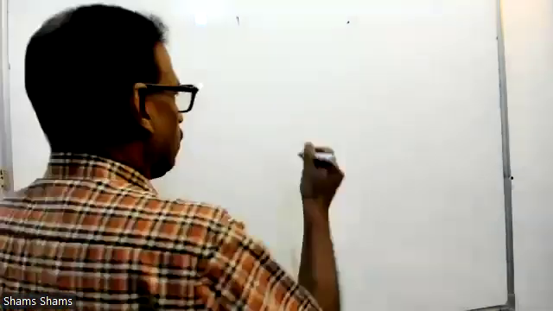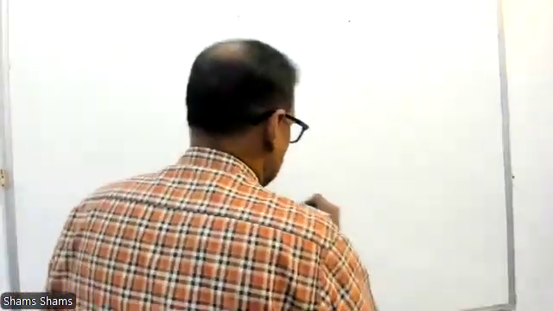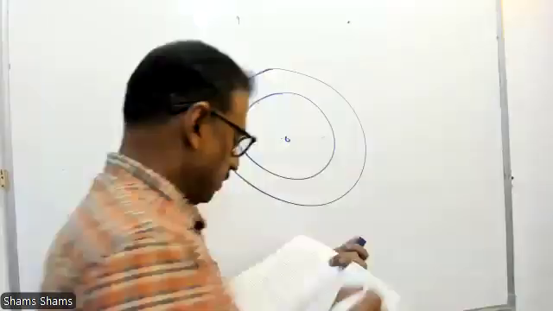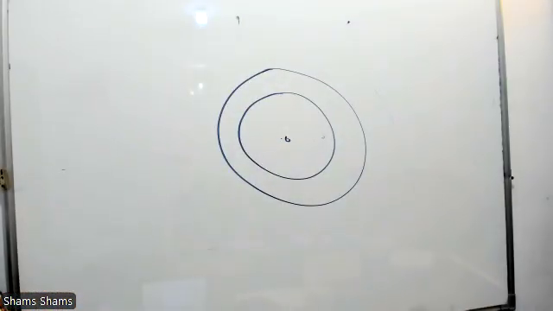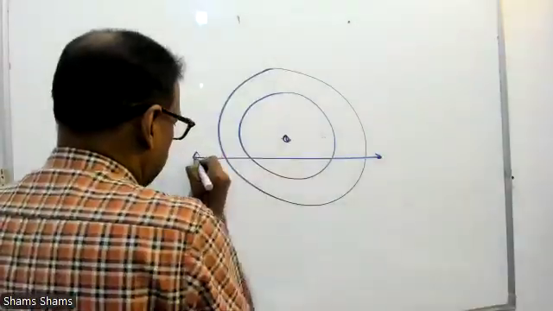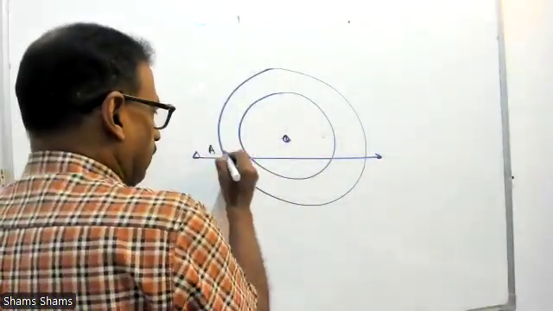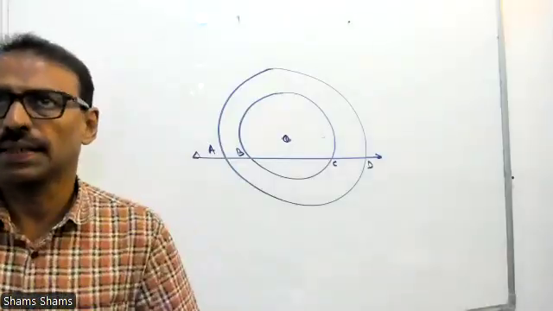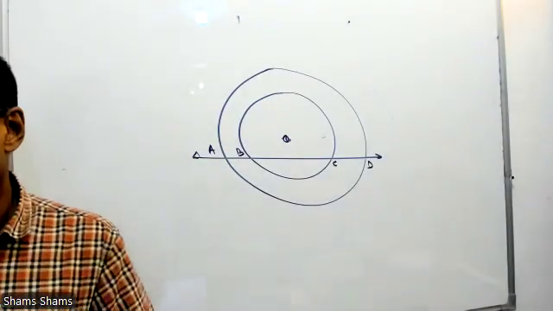Okay, right. If a line intersects two concentric circles with center O at A, B, C, D, prove that AB equal to CD.